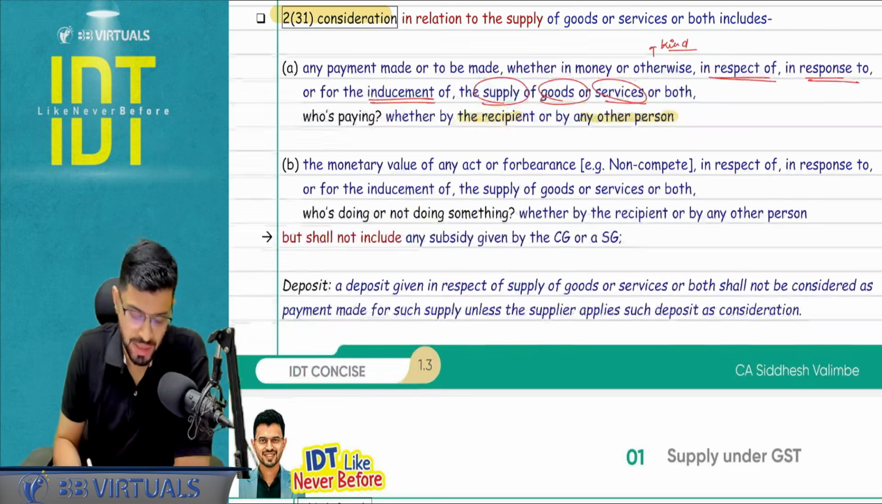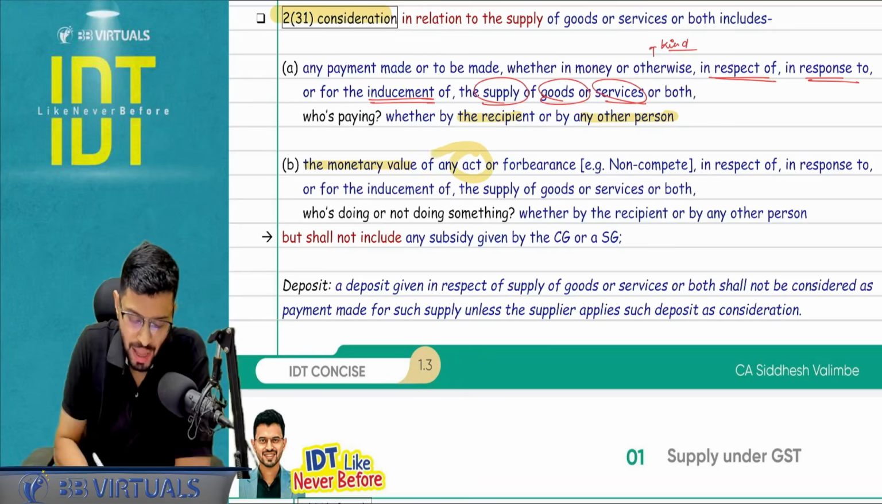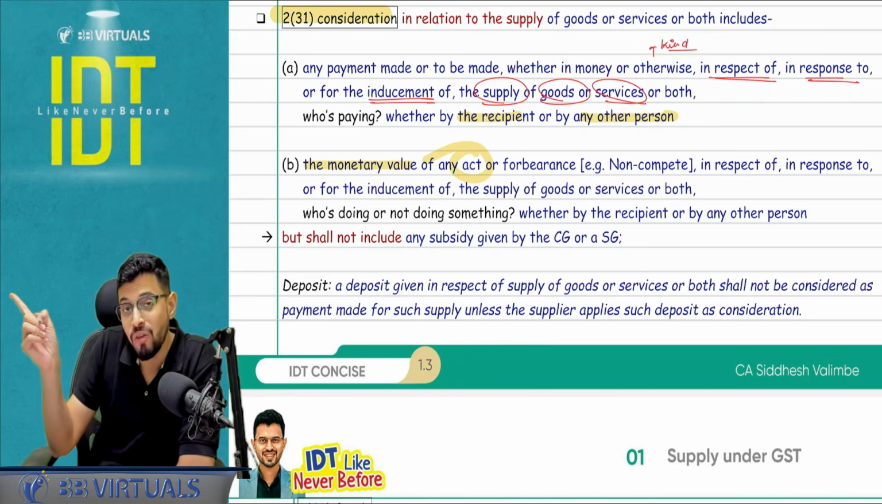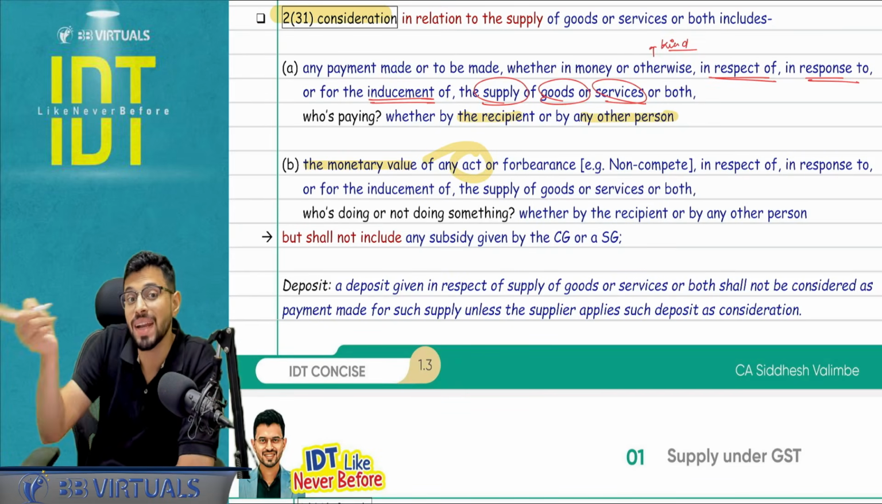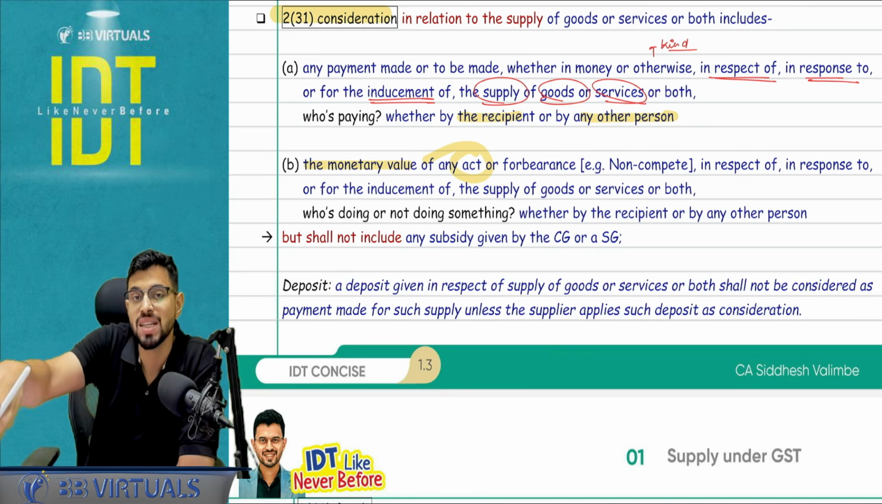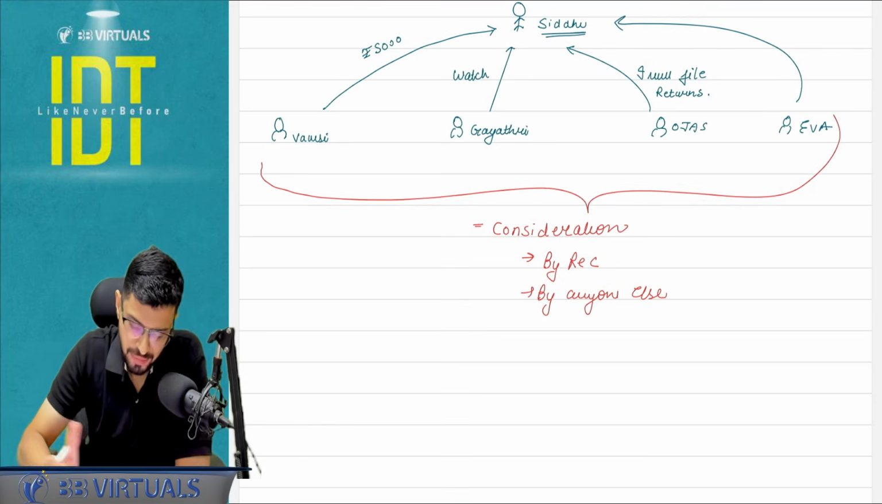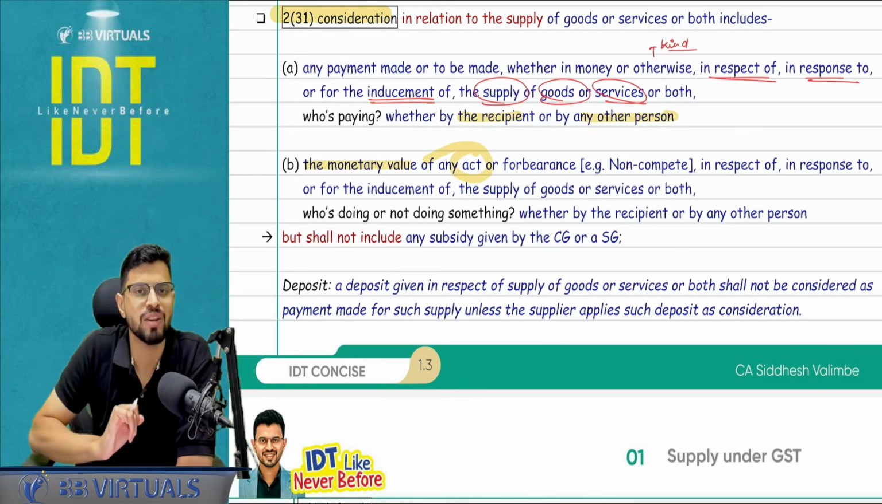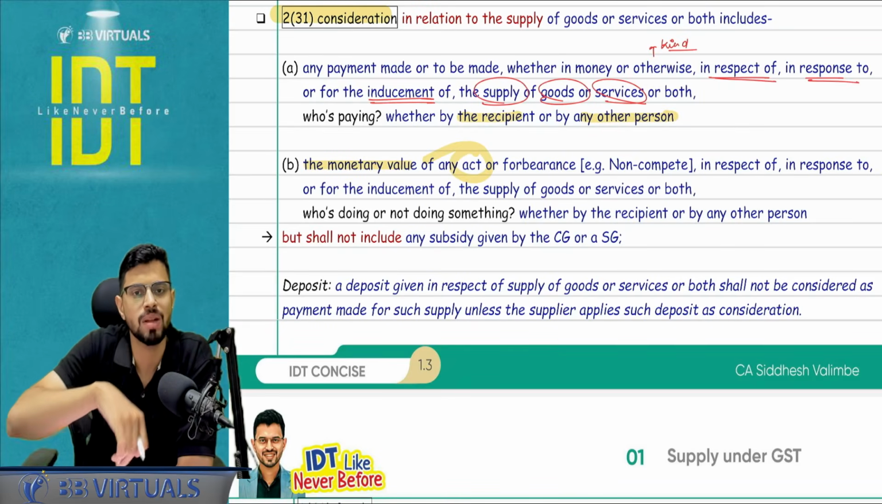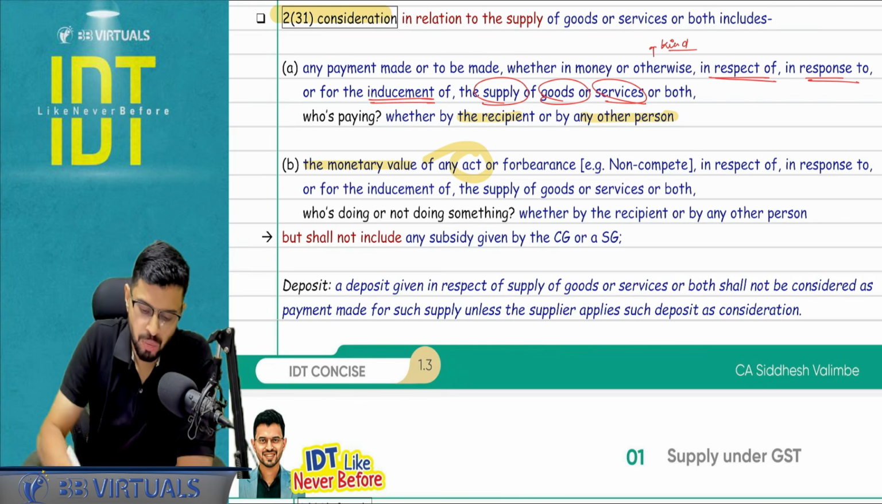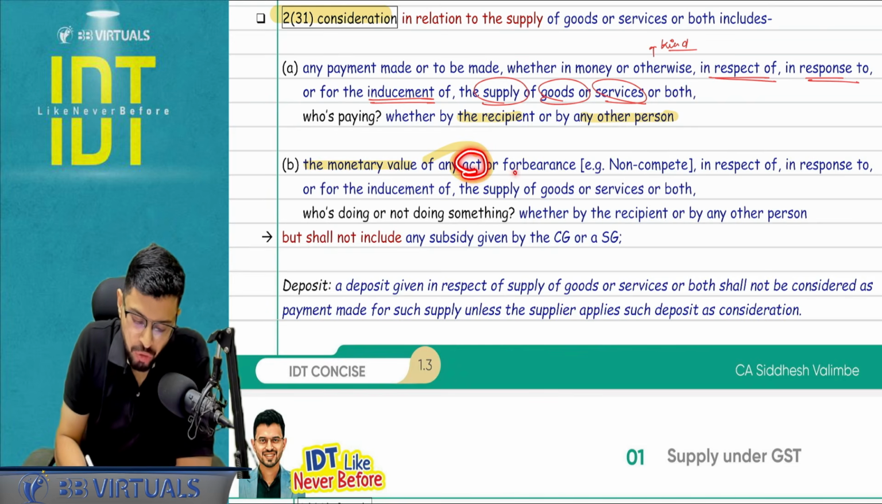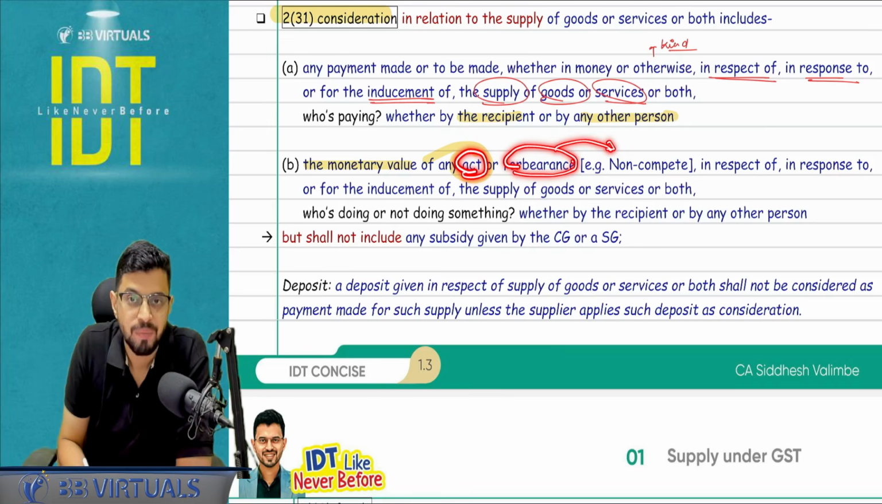And third and fourth case, monetary value of any act. So the filing of returns, I will see what is the monetary value, that is the consideration. So let's say Eva charges 5,000 rupees for GST return. No, not Eva. Third one. Who was the third one? Ojas. Ojas charges 5,000 in the market. So that 5,000 will be the monetary value. So the monetary value of any act or forbearance by Eva.